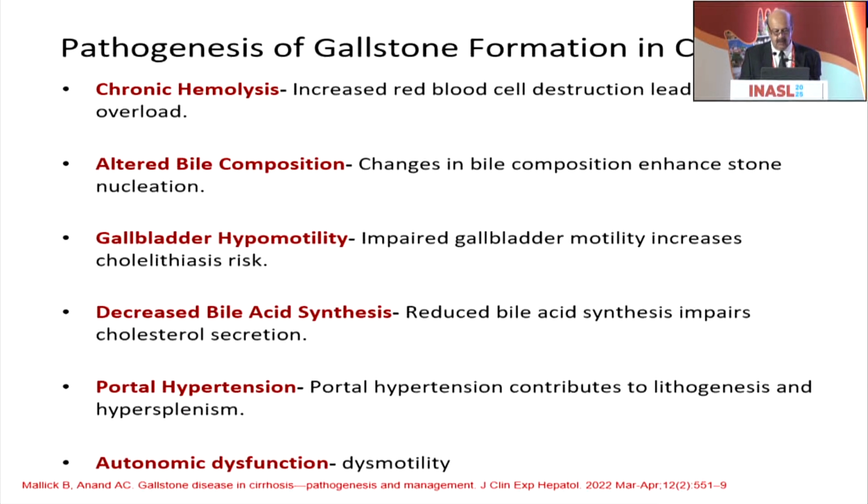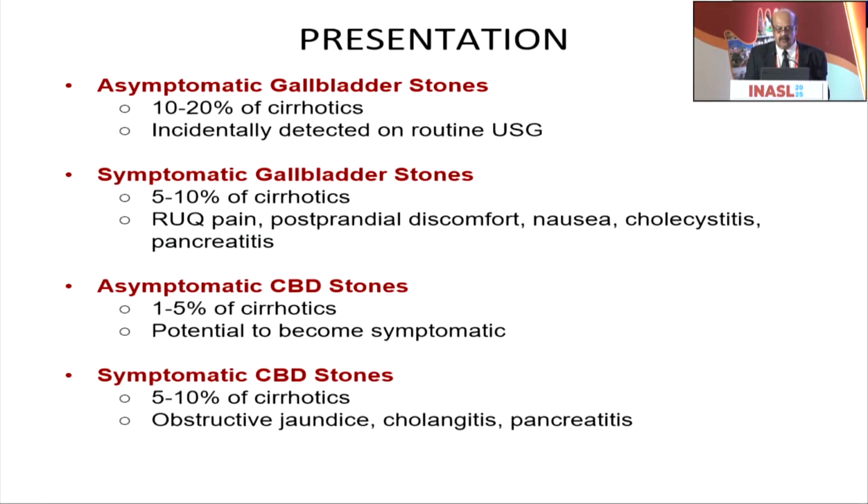Because of chronic hemolysis in cirrhotics, altered bile composition, we have gallbladder hypomotility, decrease in bile acid synthesis, portal hypertension, which leads to hypersplenism and hemolysis, and autonomic dysfunction, which leads to dysmotility of the gallbladder. So, what are the presentations of a gallstone in a cirrhotic?